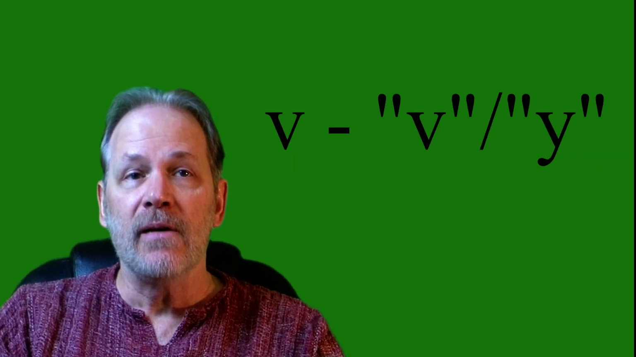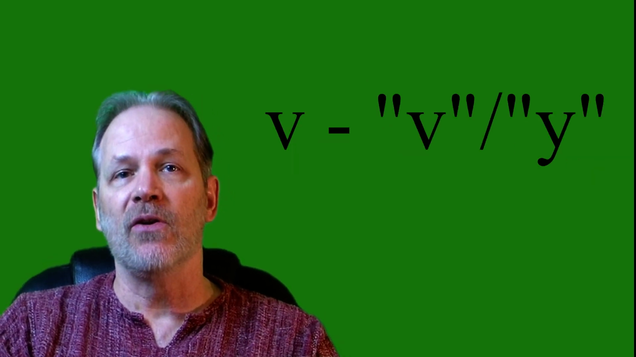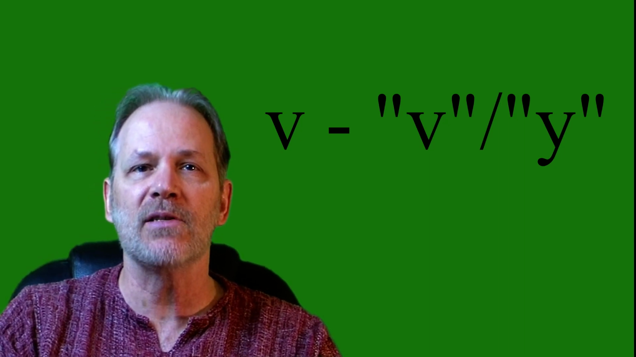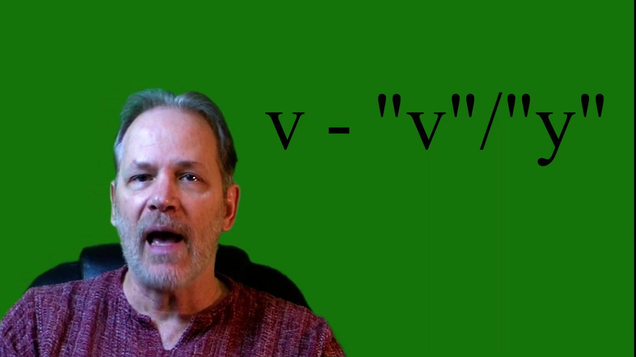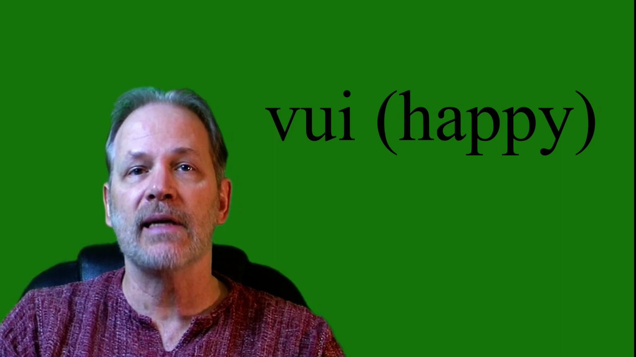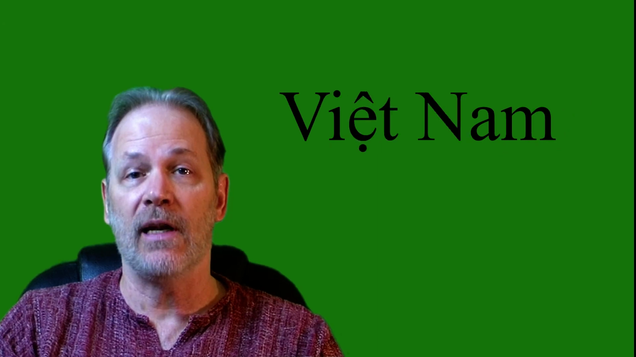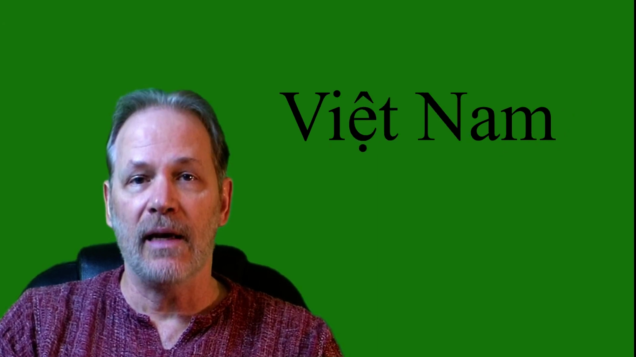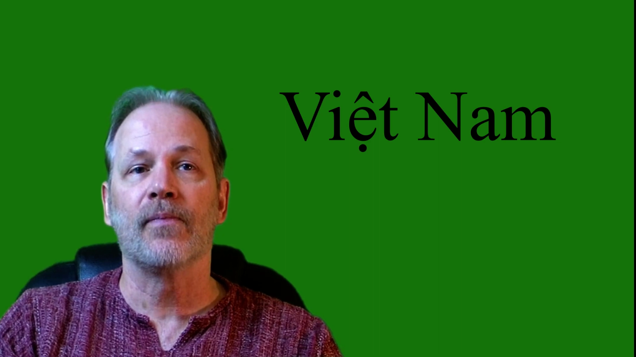The letter V is pronounced the same as in English in northern dialects, but in Central and South Vietnam it's more often pronounced like a Y. So the word happy is vui in the north, yui in the south. The word Vietnam is pronounced differently in the north and in the south.